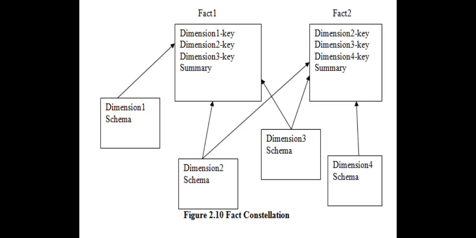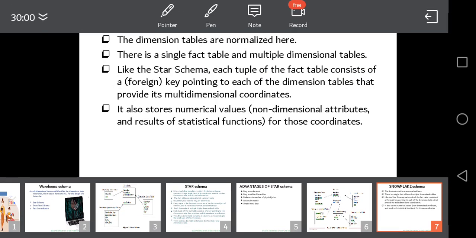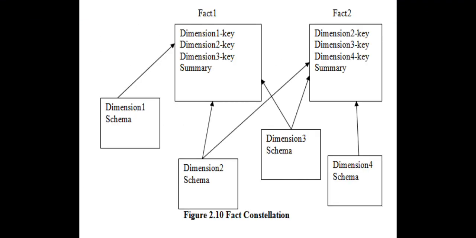Next we have the fact constellation. Here the fact constellation is nothing but having more than one fact table. In this diagram we have two fact tables. Here you can see fact 1 and fact 2, and it has many multi-dimensional tables: dimension 1, dimension 2, dimension 3 and dimension 4. So one dimension can have two fact tables also. So it is a fact constellation. Here we have two or more fact tables.